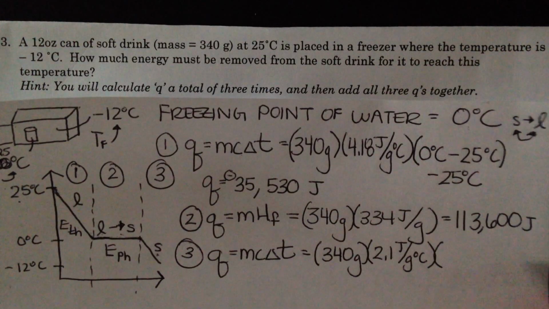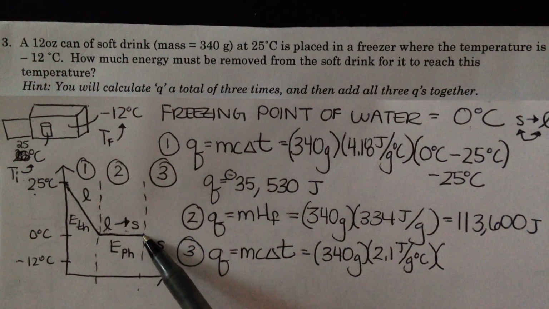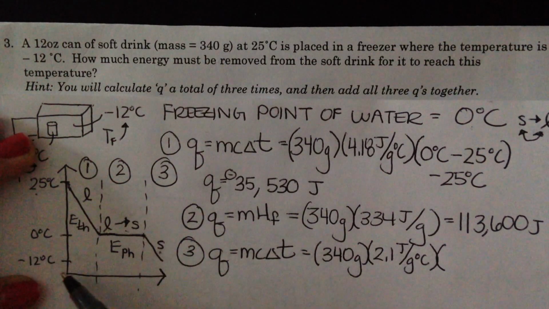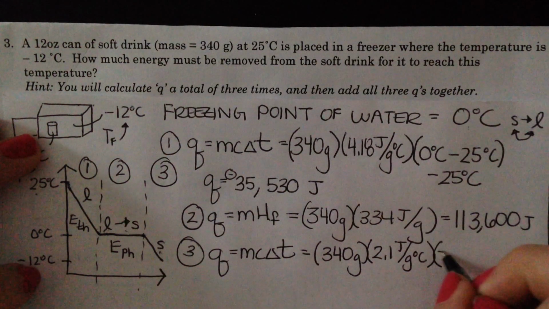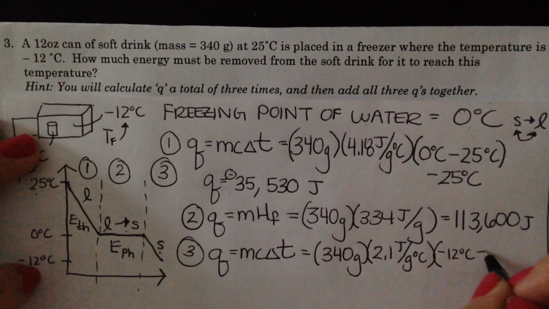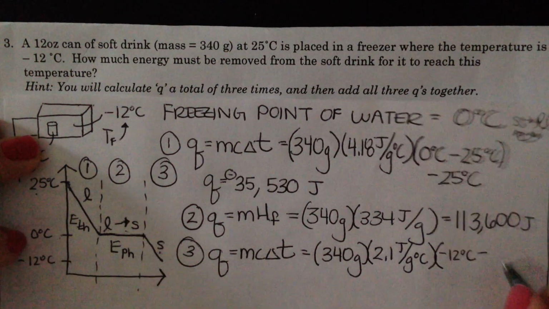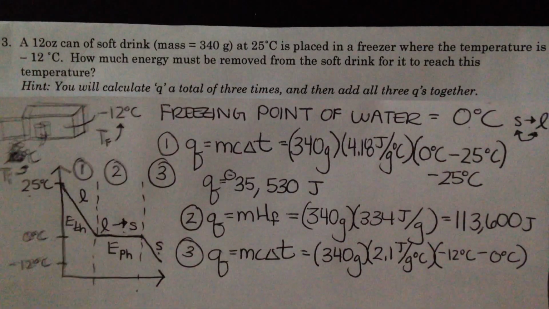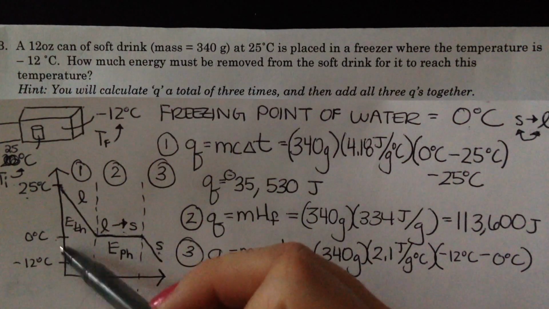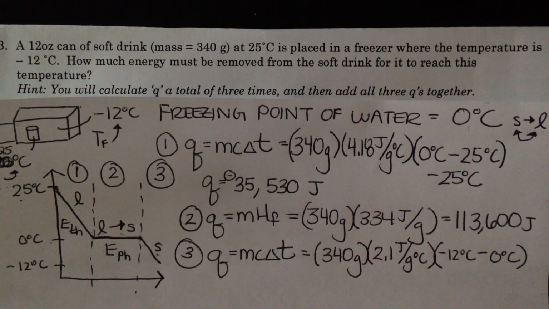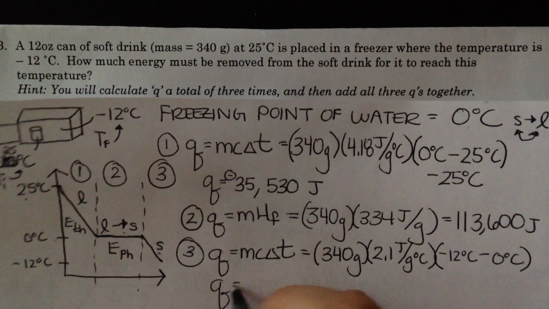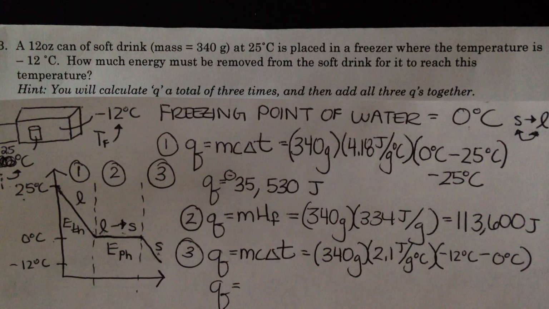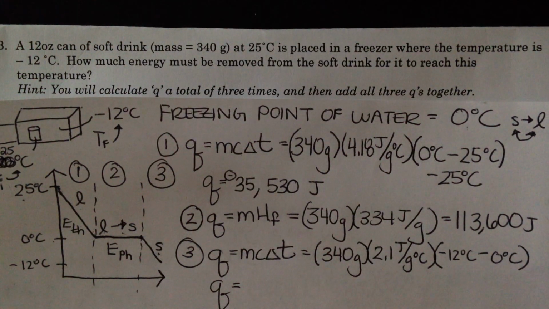And our change in temperature for this portion, again, is going to be our final temperature, negative 12 degrees Celsius, minus our initial temperature, which is 0 degrees Celsius. So we take the difference between these two values. Multiply these numbers out, and you should get the amount of energy that's released as we cool our solid down.